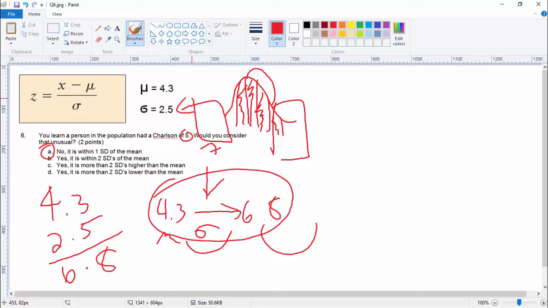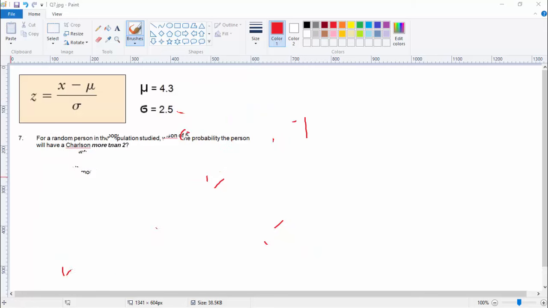But think about the test. All right, question 7. Now the quiz prep's getting a little harder, right? So let's look at this question. For a random person in the population studied, meaning the population with this going on in it, what is the probability the person, so the X we draw, will have a Charleston of more than 2?